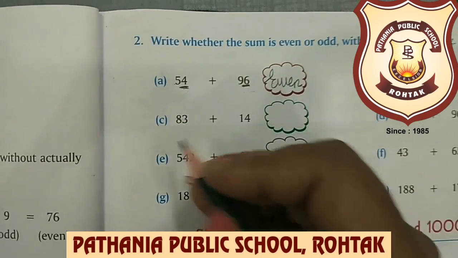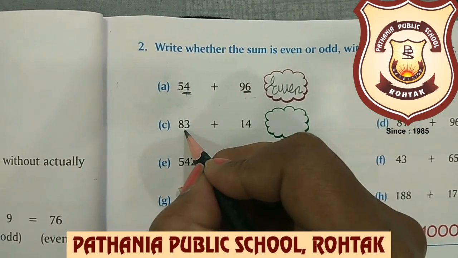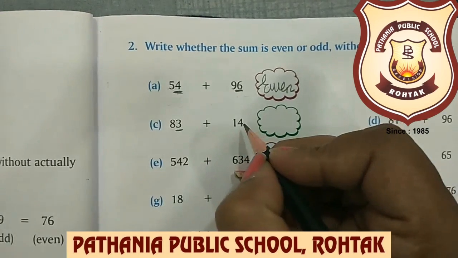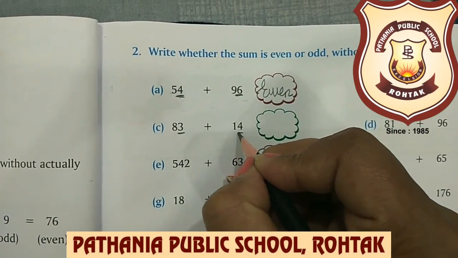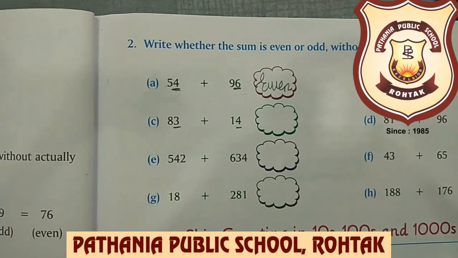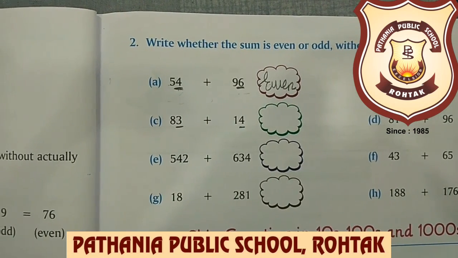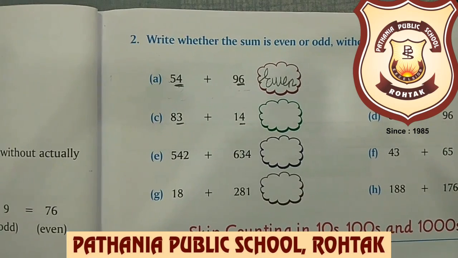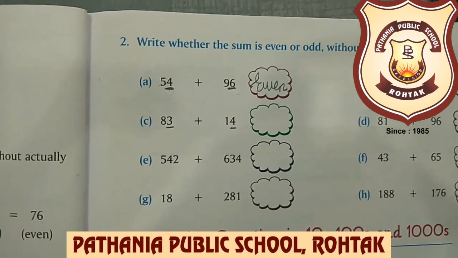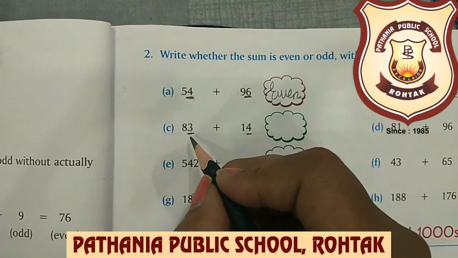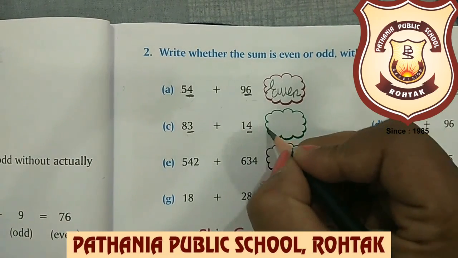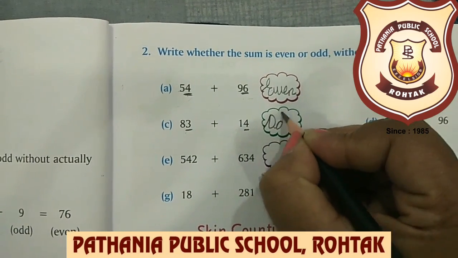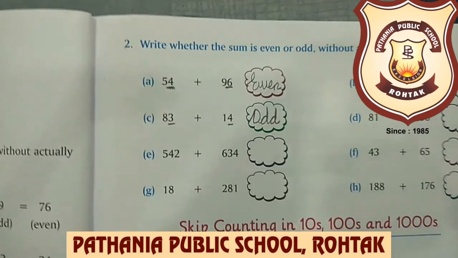Now in C part, in 83 the ones place digit is 3, and in 14 the ones place digit is 4. Now add 3 and 4. 3 and 4 is 7. Now check, is 7 an even digit or odd digit? Yes, 7 is an odd digit. So the sum of 83 and 14 will be odd.